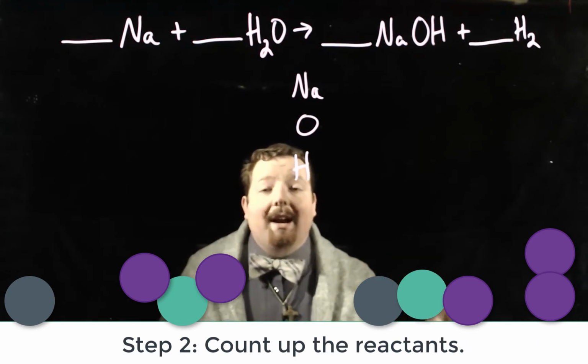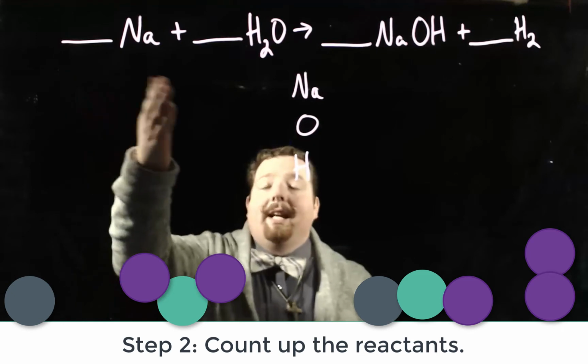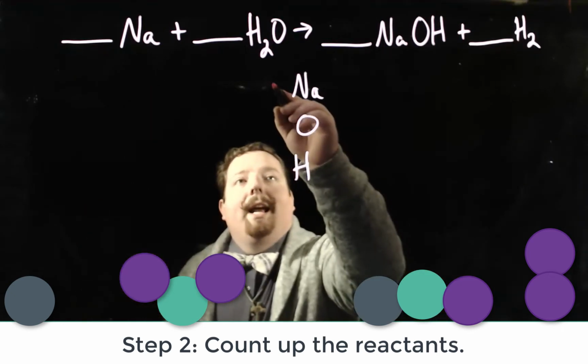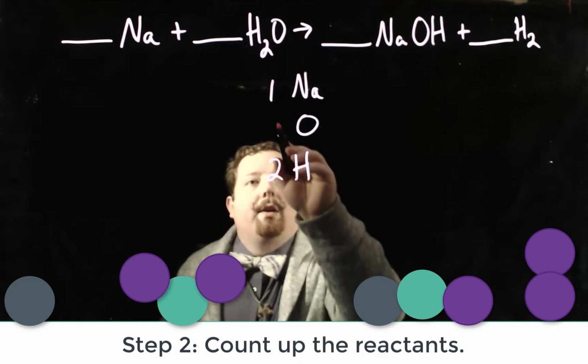Step number 2 is to count how many atoms of each element we have on the reactant side. Here we have Na, which gives us simply just one Na. And we have H2O, which would give us 2 H's and 1 O.